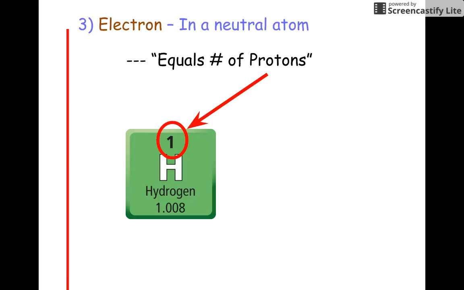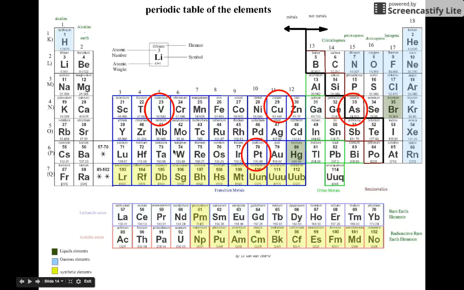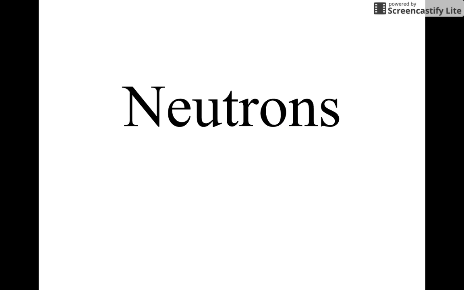Electrons equal the number of protons in a neutral atom. All the atoms of the periodic table are neutral if they haven't lost any electrons. So the number of electrons is going to equal the number of protons always. So if there is 1 proton in hydrogen, it's going to have 1 electron. The number of electrons in vanadium is going to be 23, same as protons. The number of electrons in copper is 29, arsenic is 33, platinum is 78. So the number of electrons is the same as the number of protons.